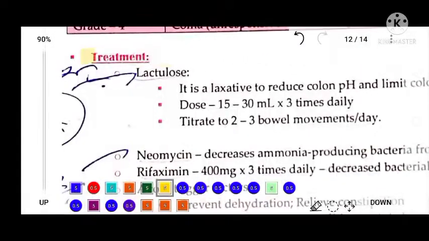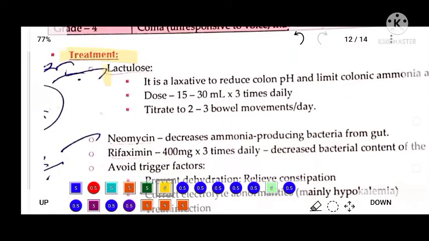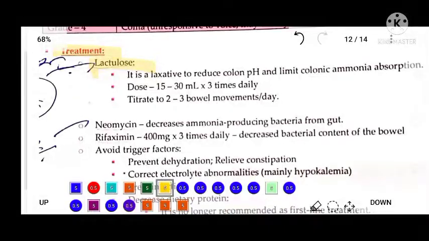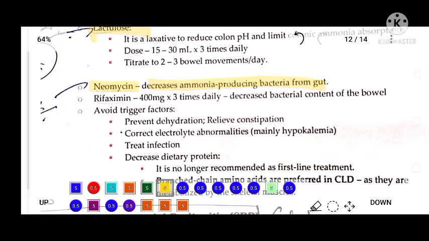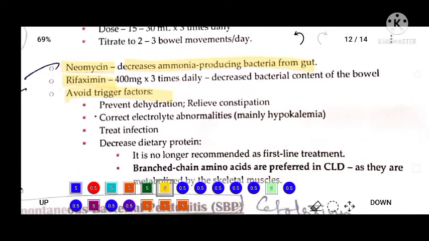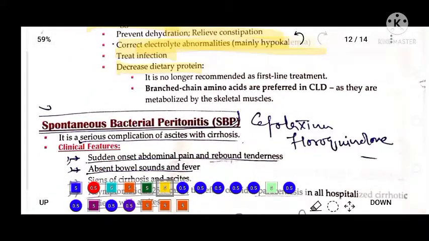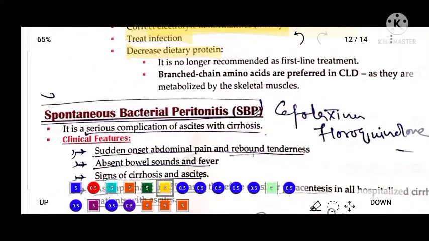Now the treatment for hepatic encephalopathy will be lactulose, and neomycin, which decreases ammonia-producing bacteria so that nitrogen production will be decreased, and rifaximin, and avoid triggering factors, like relieving constipation. Electrolyte balance should be maintained, mainly hypokalemia should be prevented. Treat the infection, decrease dietary protein as well, and in this way we can manage the patient.